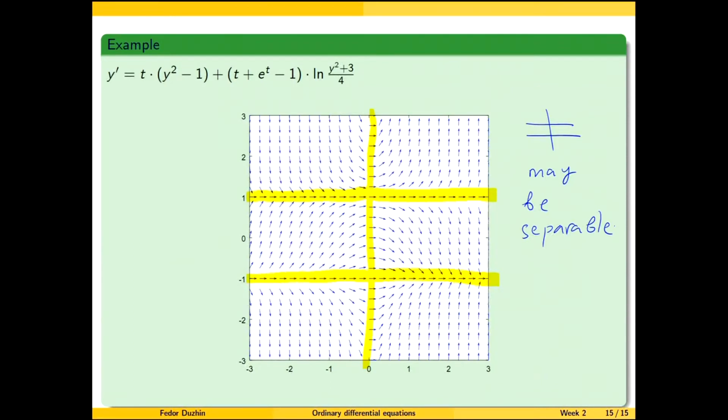But the differential equation itself is actually not separable. If you look at it, then it's not separable. Note, this example was devised in a clever way. Notice that the three straight lines that are zeros of the right hand side are the following. This is the line y equals negative 1, this is y equals 1, and this is the line t equals 0. But notice that if t equals 0, then this is just t, and this multiplier here also becomes 0 if t is 0, right?